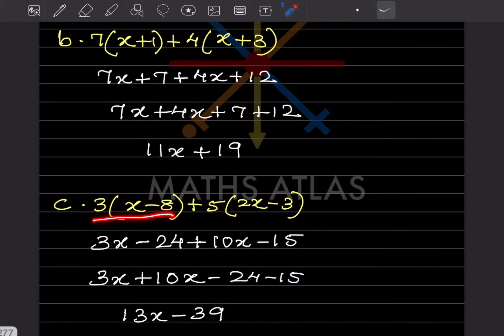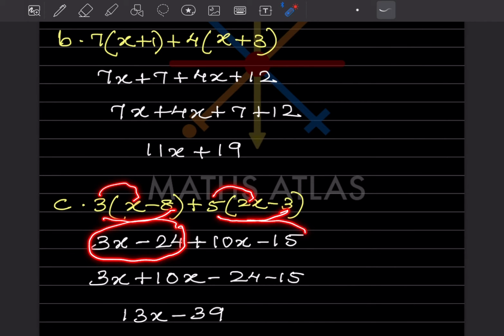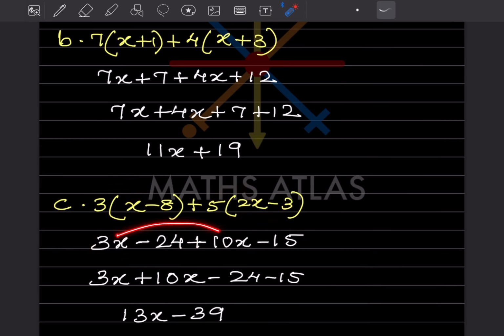Now let us see this part and this part. So this will be 3x minus 24 and this will be 10x minus 15. So 3x minus 24 plus 10x minus 15. So this and this together, that will be 3x plus 10x, and this together means minus 24 minus 15. So this is going to be 13x and this is going to be minus 39.